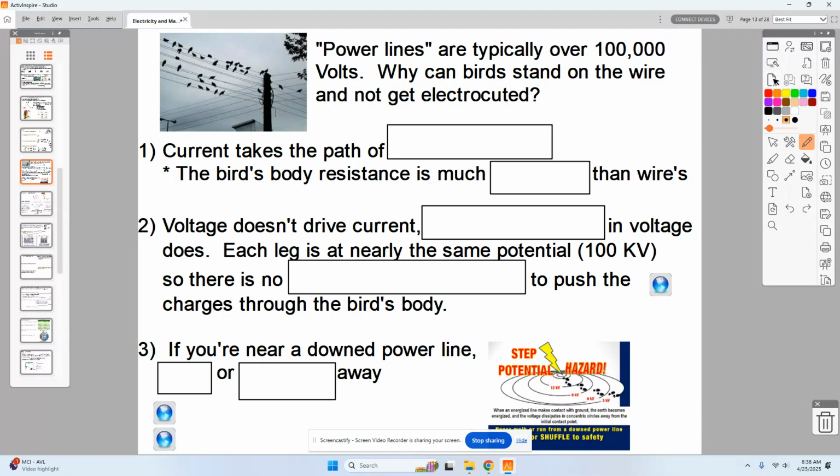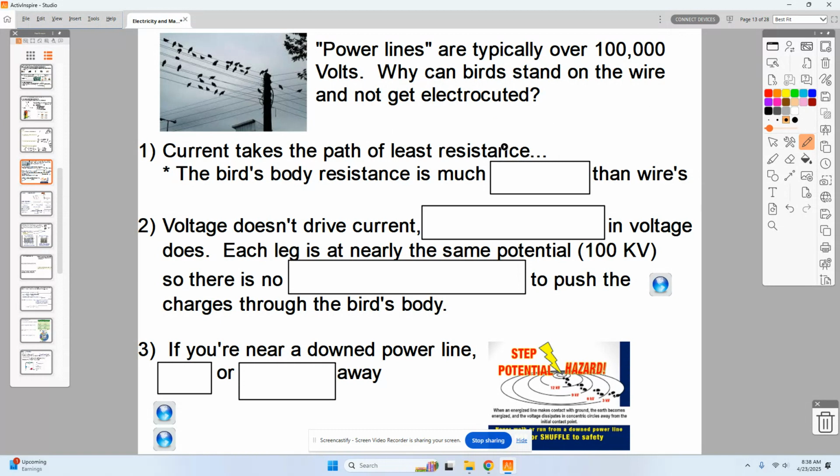Power lines are typically at 100,000 volts or more. So how can a bird stand on a wire and not get electrocuted? There are 2 things. First one, really simple. Current is going to take the path of least resistance. That's a thing of nature, right?